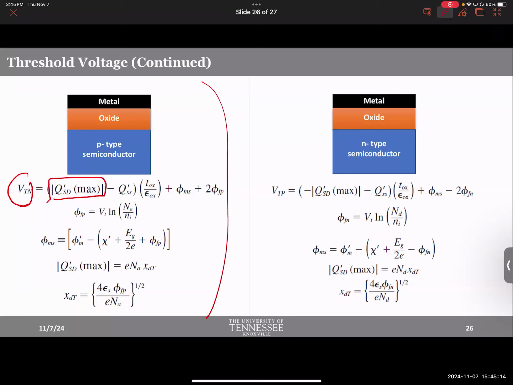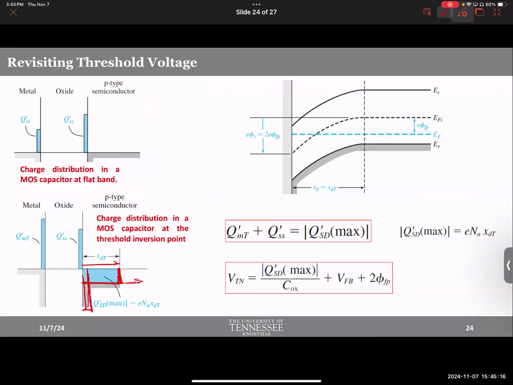What is QSD max? This is the depletion charge that you're generating. This is QSD, the depletion charge that is being piled up. Why is it max? Because at threshold point, you reach the maximum depletion. After that, it no longer depletes. It deals with electrons because it has inverted itself now. That's why it's called maximum depletion charge.